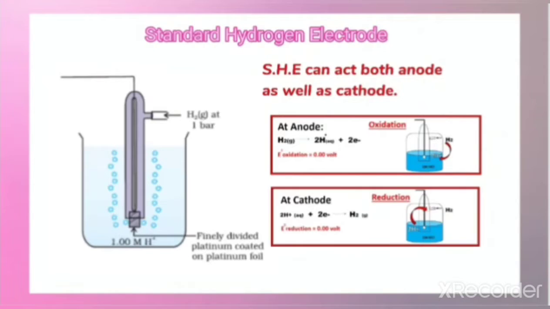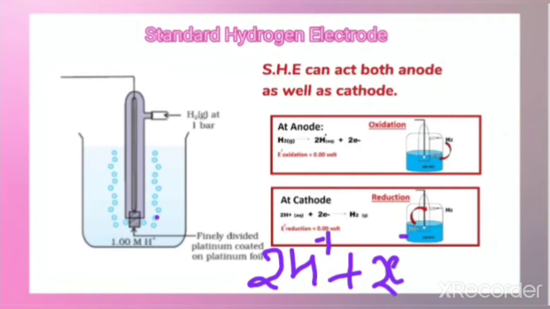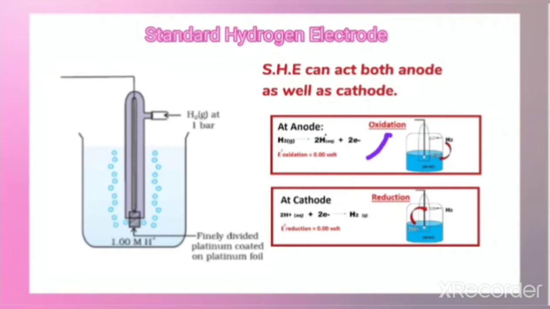This is the reaction that takes place if the standard hydrogen electrode acts as anode. But in some cases it will act as a cathode. At that time we know that at the cathode the reaction is a reduction. So what happens? The 2H plus, that is the solution having H plus ion, will gain 2 electrons and give rise to hydrogen gas. Because gaining of electrons is taking place, this is a reduction reaction. So these are the two reactions possible for the standard hydrogen electrode. If it is acting as an anode, this reaction takes place. If it acts as a cathode, this reaction takes place.